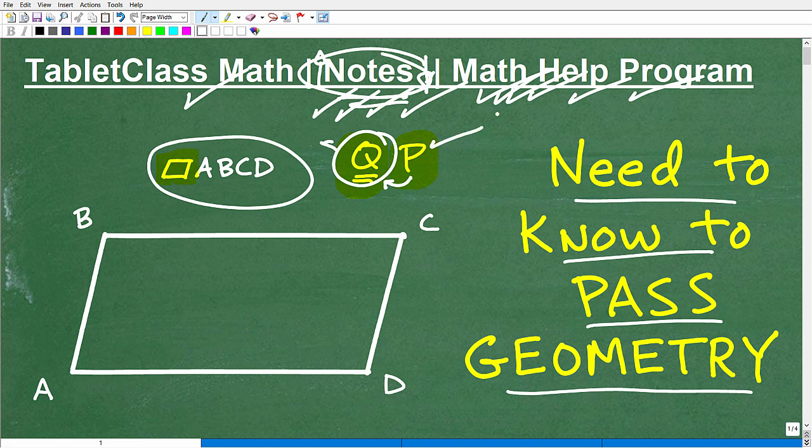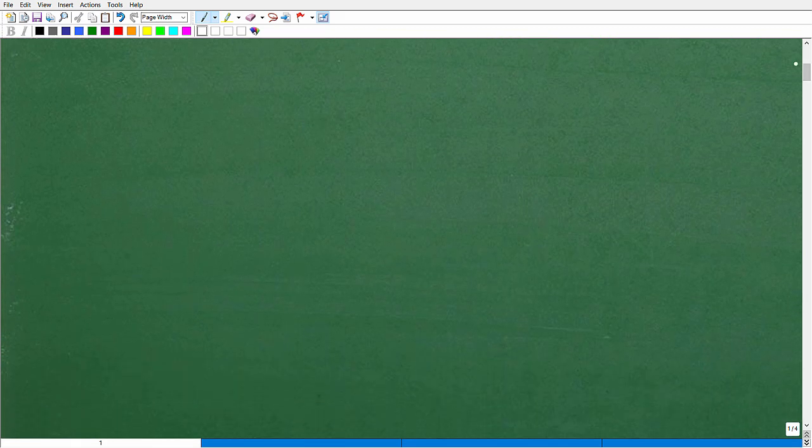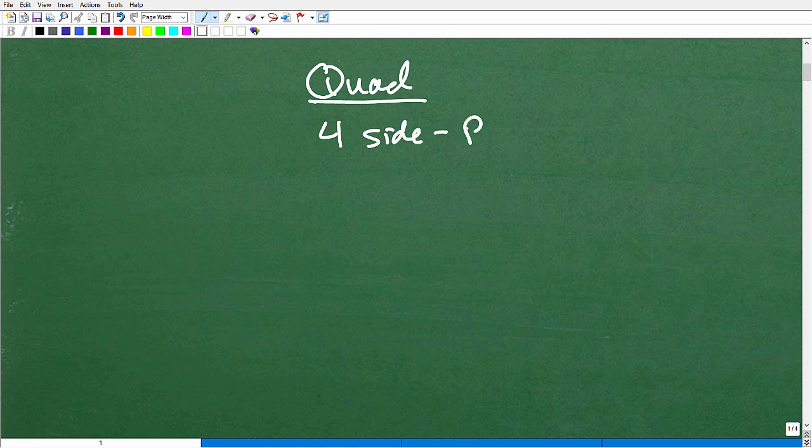So we're going to talk about the properties of a parallelogram that you need to know. And some of these properties are general properties of quadrilaterals. So let's get to it. And first, just quickly talk about quadrilaterals. Okay, so what is a quadrilateral? Well, a quadrilateral is a four-sided polygon. Okay, those different types of polygons, there's convex and concave. Basically you just need to know it's a four-sided figure.